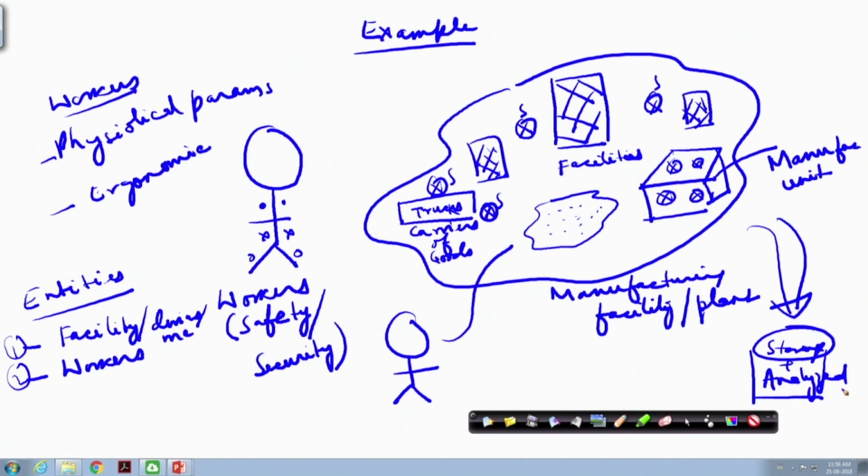So, this is the monitoring process in the manufacturing plant for ensuring the safety and security of different objects, different machinery, the workers working in them and so on and so forth.